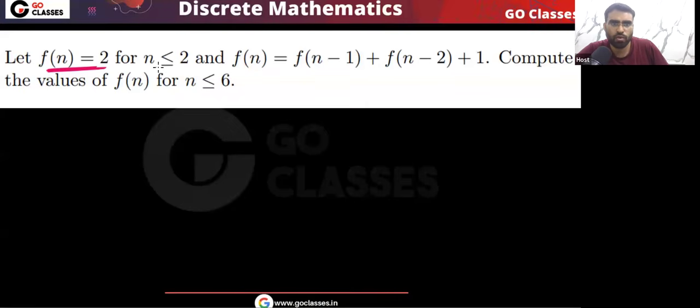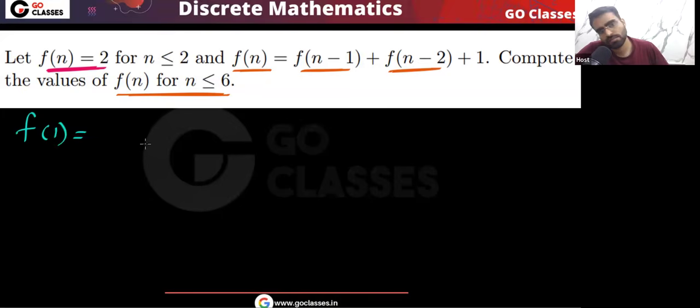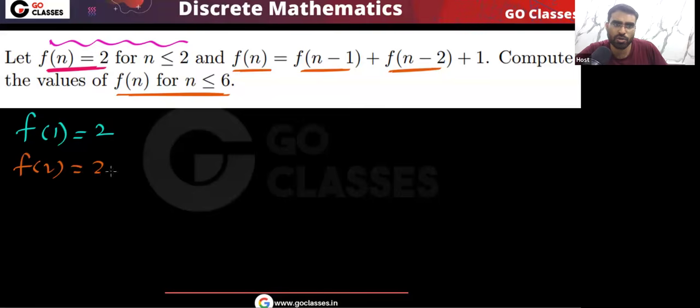Let fn equal 2 for n less than or equal to 2. It means when n is less than or equal to 2, the function value is basically 2. And fn equals fn minus 1 plus fn minus 2 plus 1. Compute the values of fn for n less than or equal to 6. First of all, what is f1? That is already given. f1 is 2, because for n less than or equal to 2, fn is 2. So f2 is equal to 2.